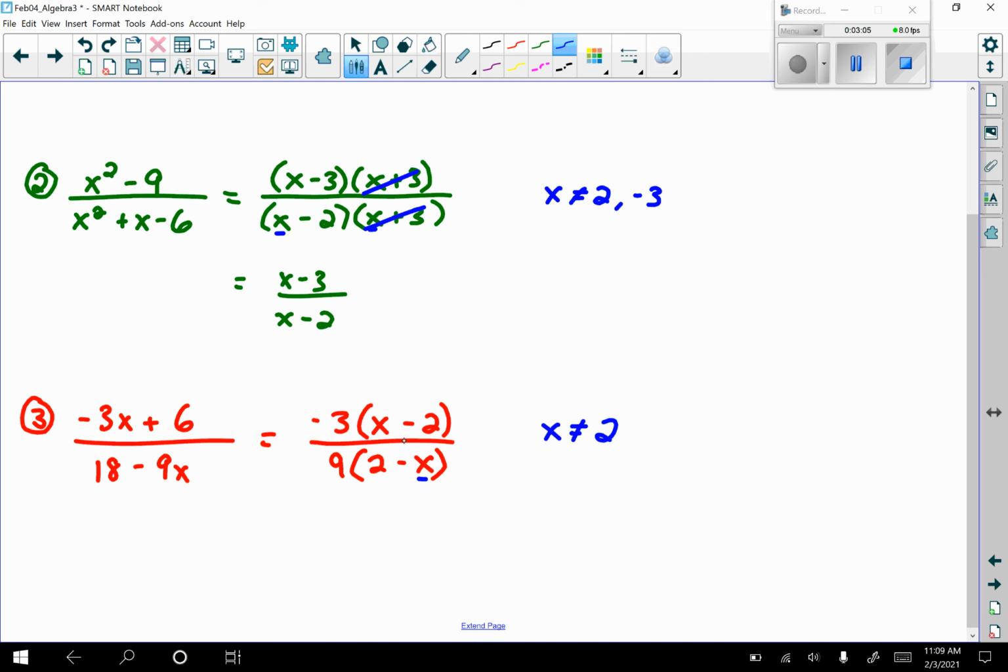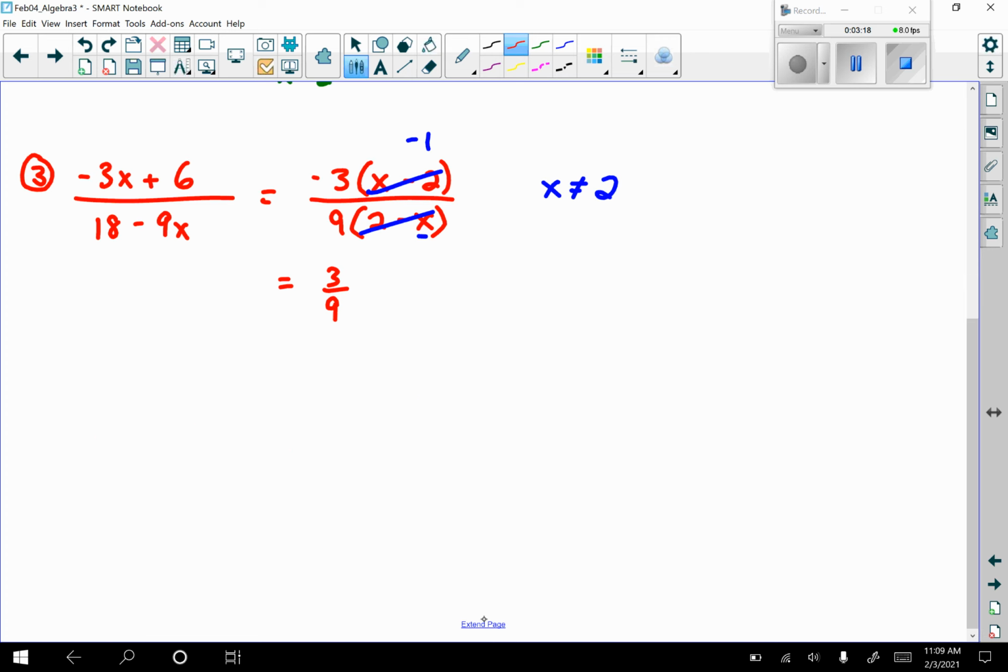Now, they're not perfect. In fact, they're opposites. 2 minus x and x minus 2 are opposites. So when I factor that out, or divide that out, I'm going to get a negative 1. Now, before we try to do too much here, now I have a negative 3 times a negative 1. So I have a positive 3 over 9. And then that simplifies further into 1/3.